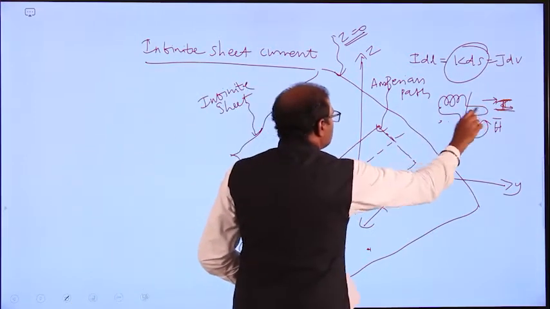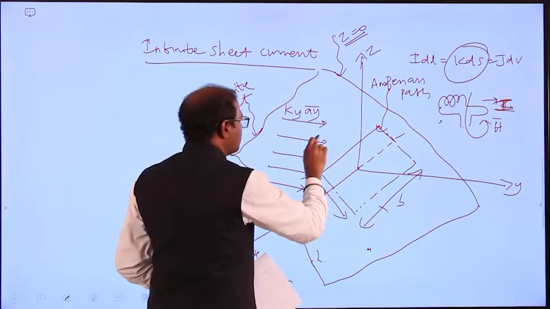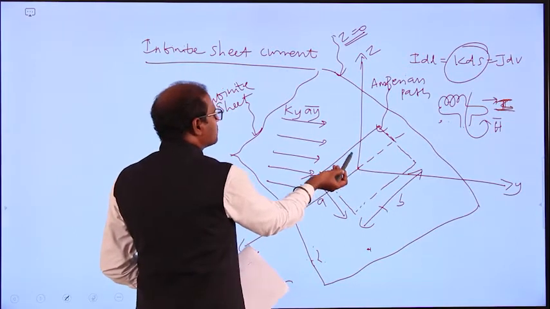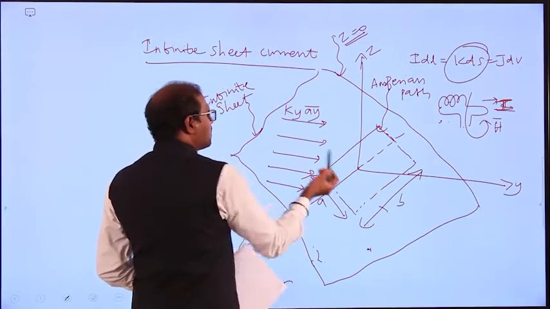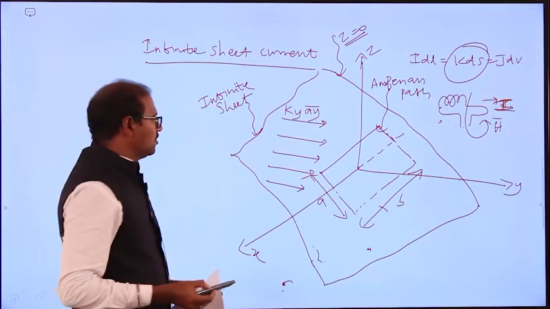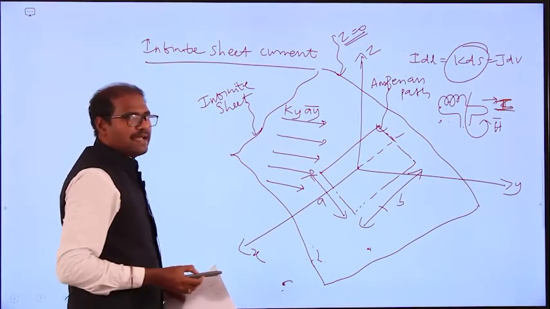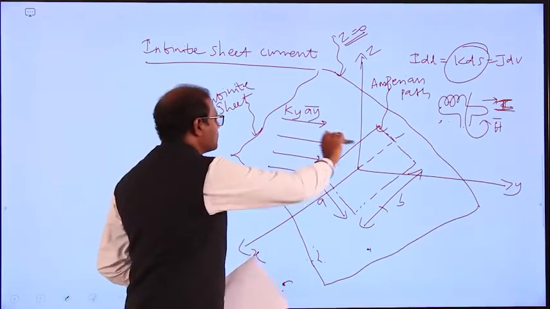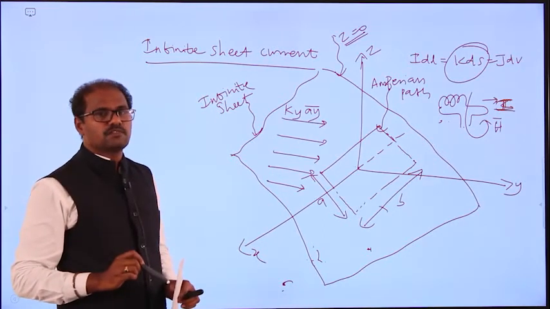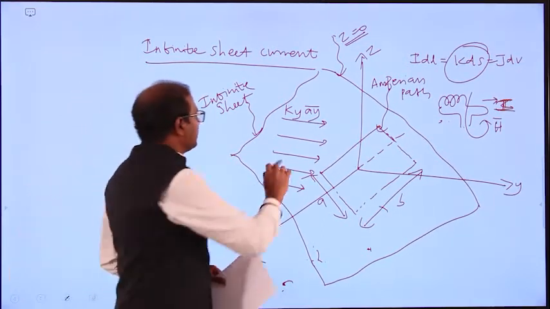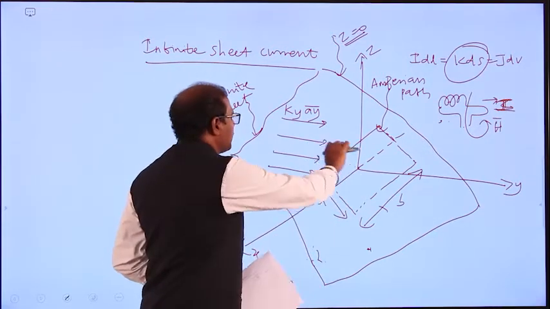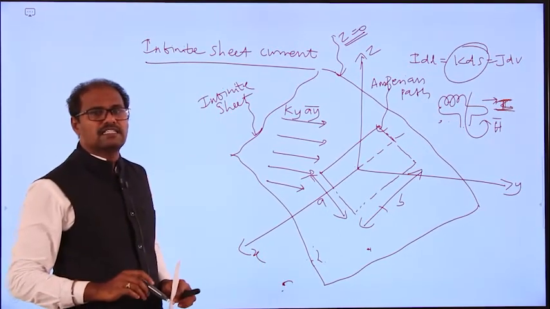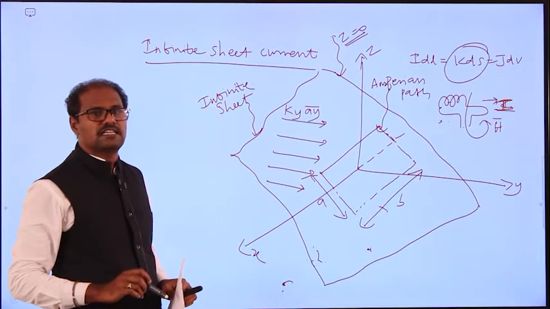According to the thumb rule, current is moving like this, and the magnetic field will be like this. The magnetic field will be above the half of the sheet, and the bottom half will be there. Now we have to find out the magnetic intensity of the Amperian path. The current is flowing through this Amperian path. You have to find out H. In the infinite sheet, in the closed surface, we have to find out the magnetic intensity H.